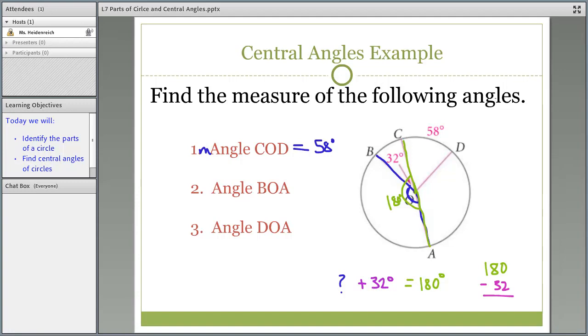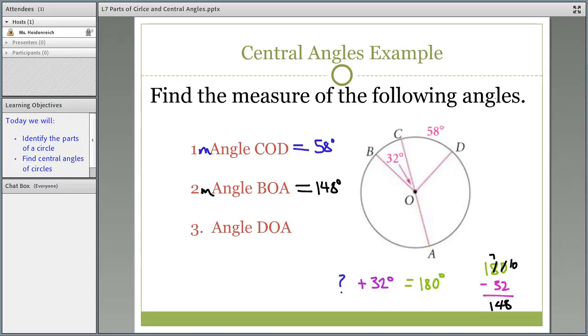So I'm going to go ahead and do that subtraction really quick. It's going to involve a little bit of borrowing, and I'm going to have 8, 4, and 1. So the measurement of angle BOA is 148 degrees.